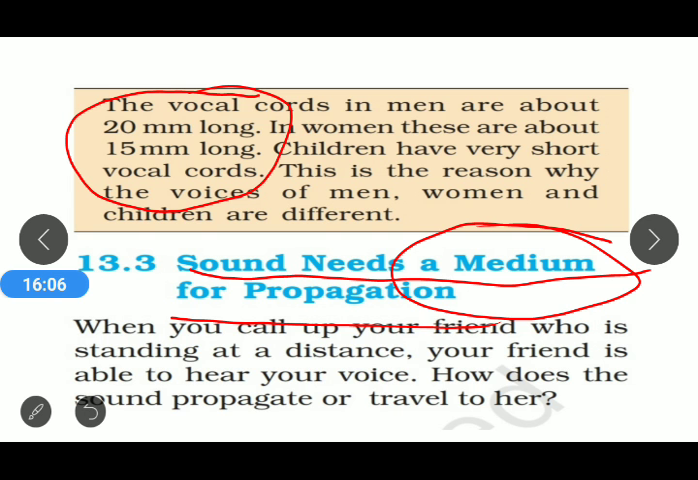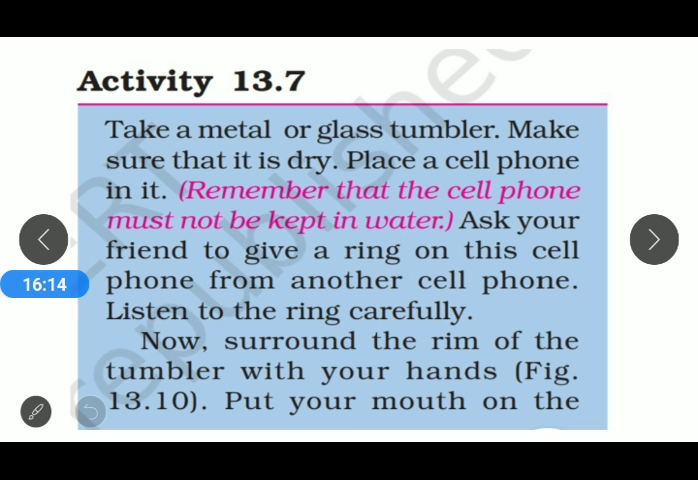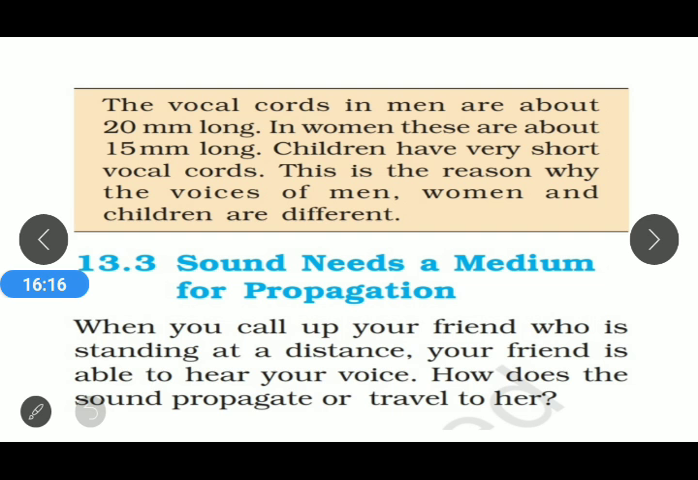To understand better, we try to understand an activity that has been given to us. When we call up a friend who is standing at a distance, your friend is able to hear your voice. How does the sound propagate or travel to her or him? That we can understand by an activity.